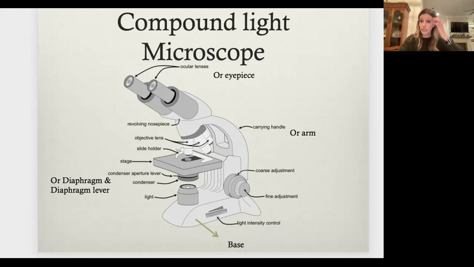So for that, you really didn't have to take notes, but that was just a brief explanation of each part of this microscope, of each piece of the microscope.